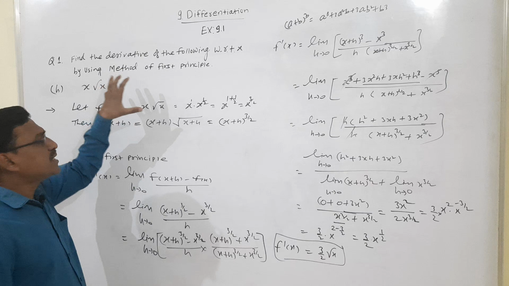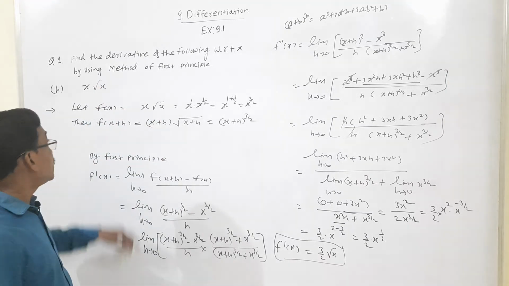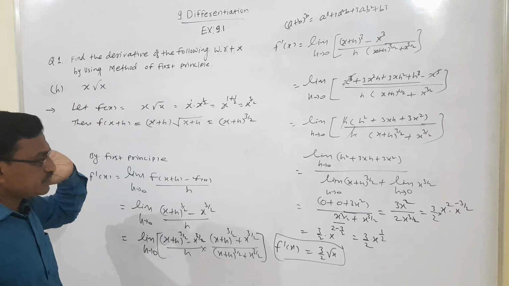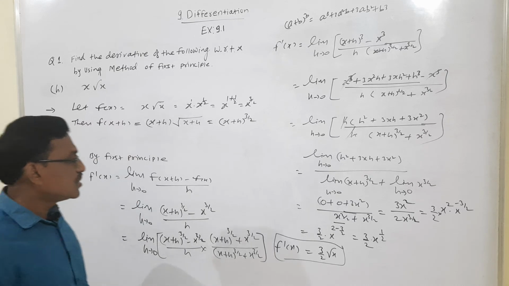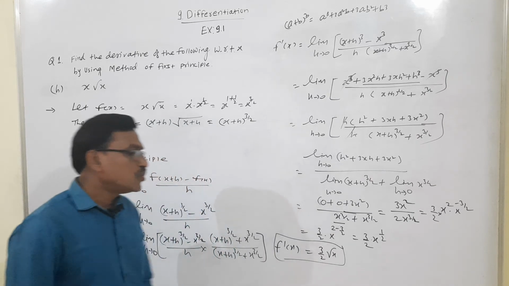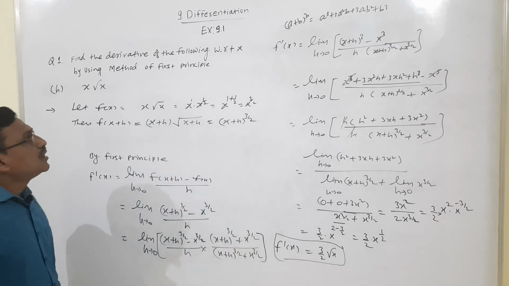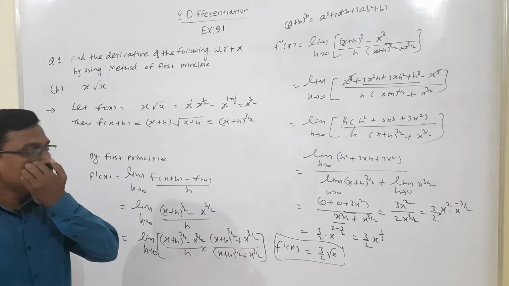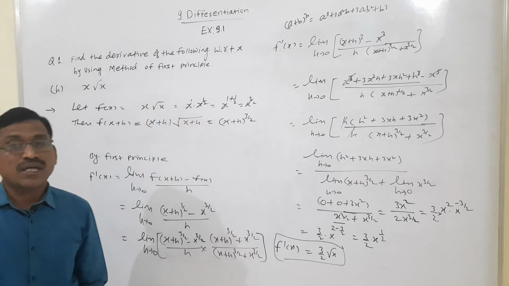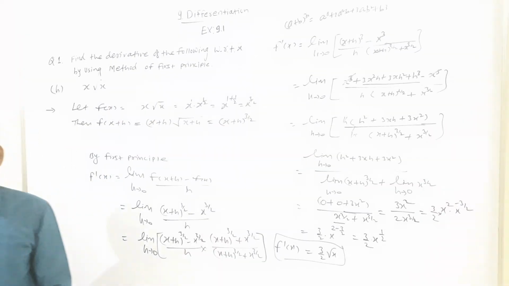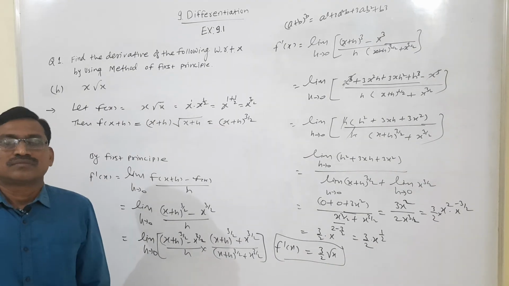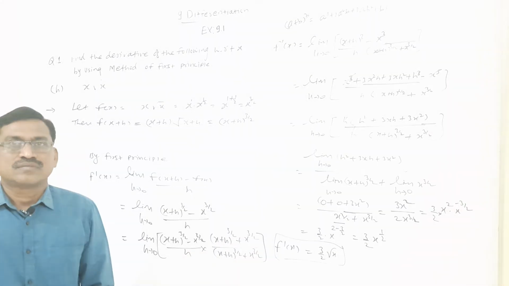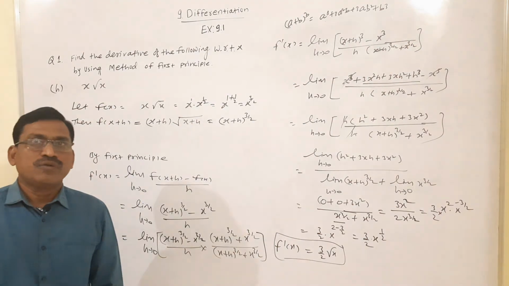Only the derivative of root x is 1 by 2 root x, but here it is x into root x, that's why its derivative is 3 by 2 into root x. Hence we complete this first question of exercise 9.1. So today we will stop here.